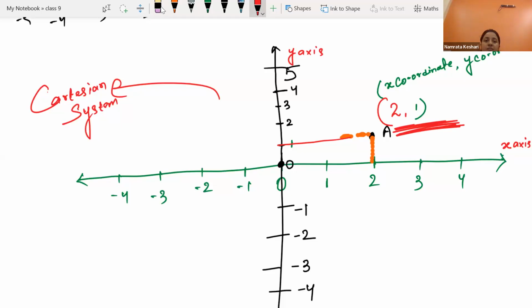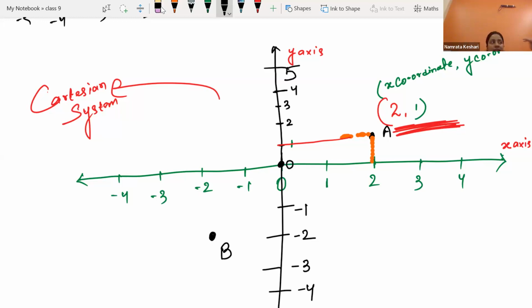Yes, ma'am. Okay, if I take a completely different point, suppose I am taking a point over here, point B, and I am asking you the same question. Please tell me the address, that means the coordinate. For writing the coordinate, we will always follow this pattern: X first, then a comma, and then Y. The X value, then comma, then Y value.